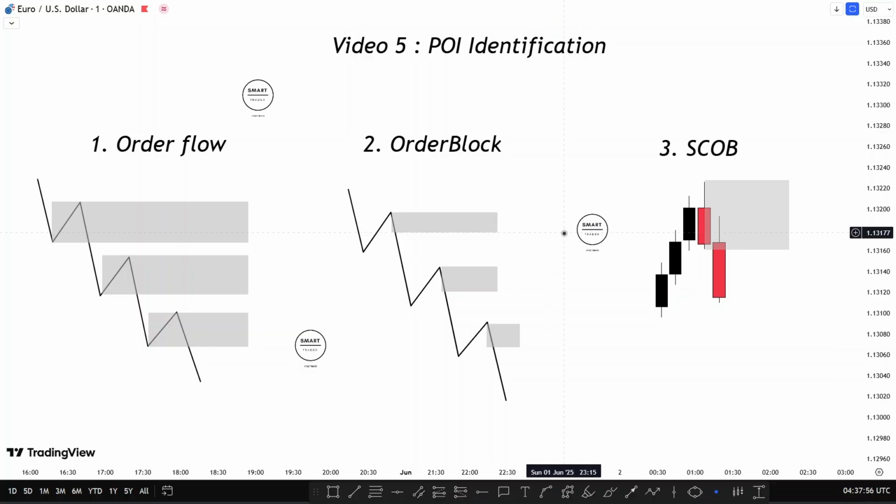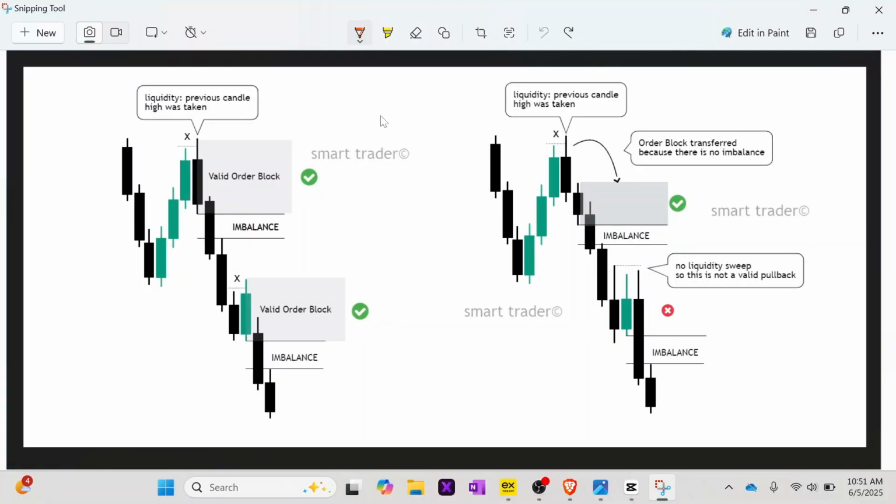Now let's switch to a new illustrative picture so that I can show you exactly how to mark your order flows, your order block, and your single candle order block.